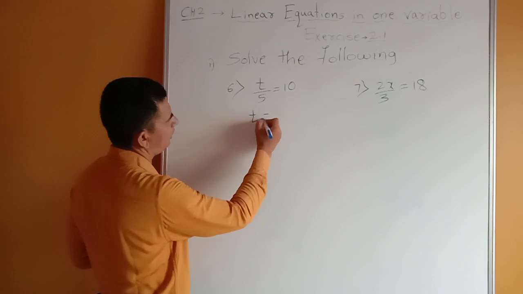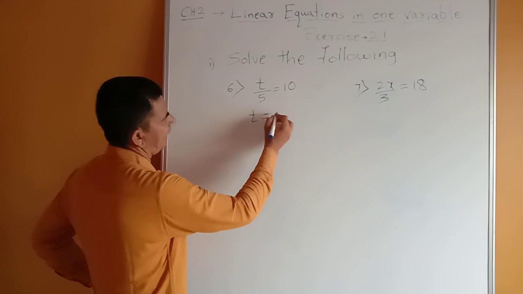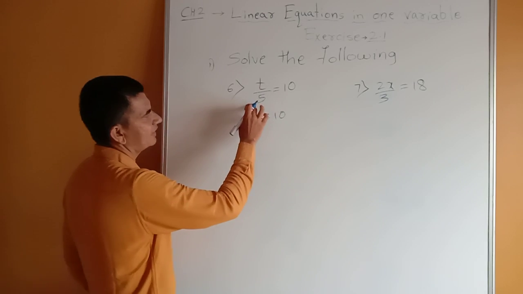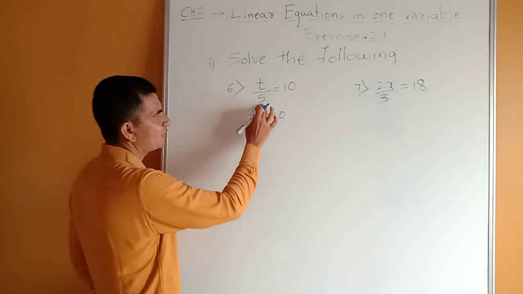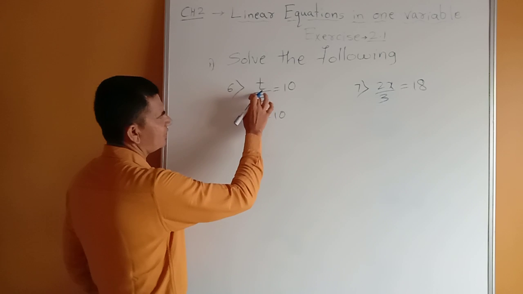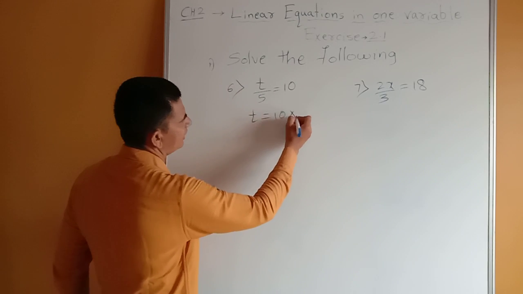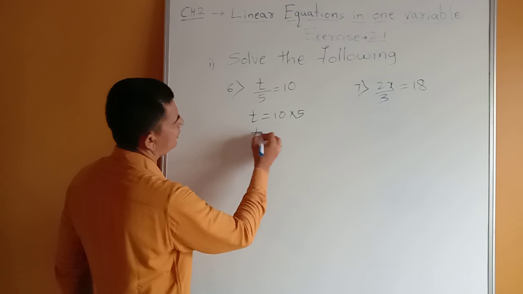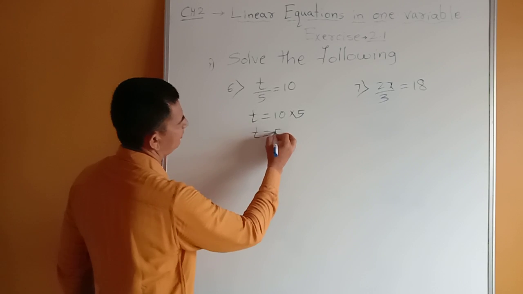Now we have to find out the value of t. And 10 is as it is there. If it goes from the LHS to the RHS, here division is there, it becomes a multiplication sign. So t is equals to 10 5s are 50.